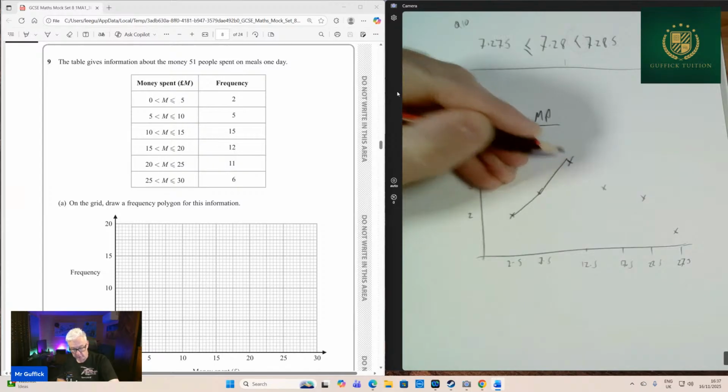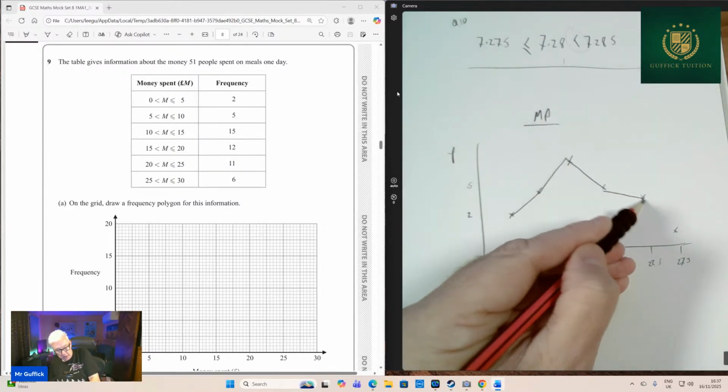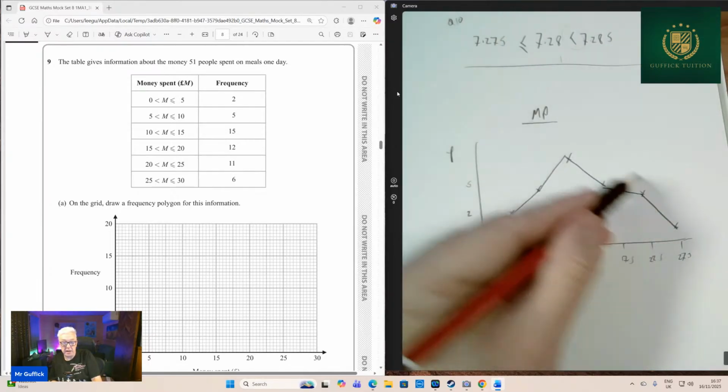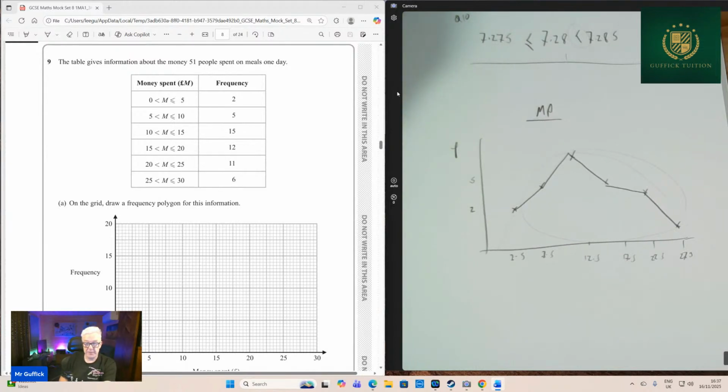I mean, I'm not doing it with a ruler, but they should be connected with straight lines like this. And the other important thing is that notice that it's not connected down there. It's kind of free floating, as it were, in the axes. So that's how you plot a frequency polygon.